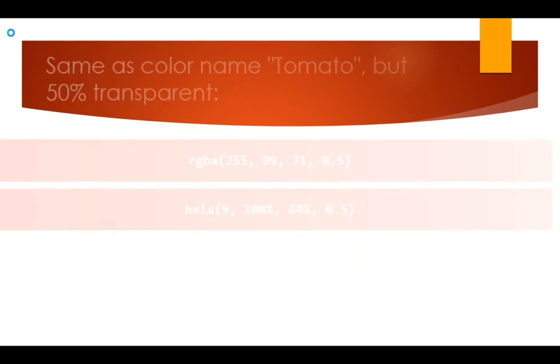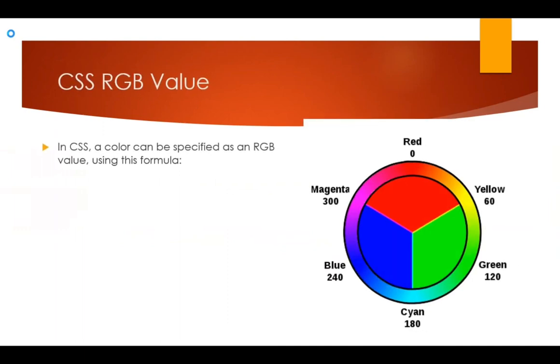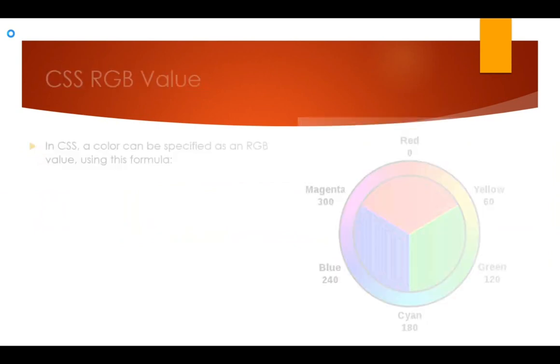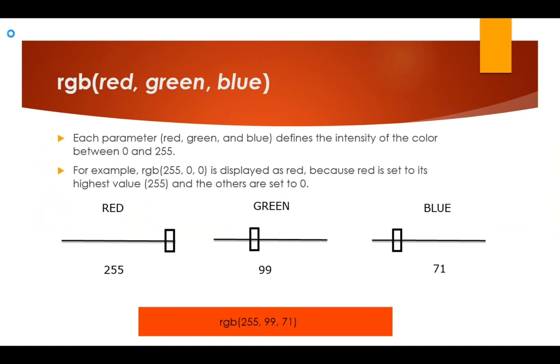So first we are going to see about the CSS RGB value, which stands for red, green, blue. It is a color model in which red, green and blue light can be added together to reproduce a color. The RGB function accepts the RGB value as a parameter. So here I have given red as 255, green as 99, and blue as 71.